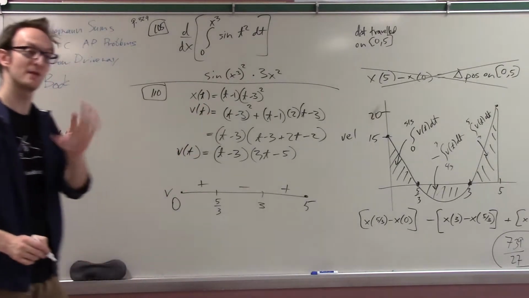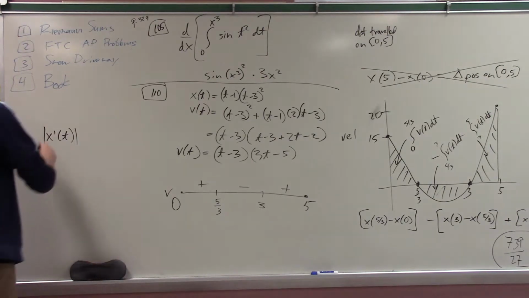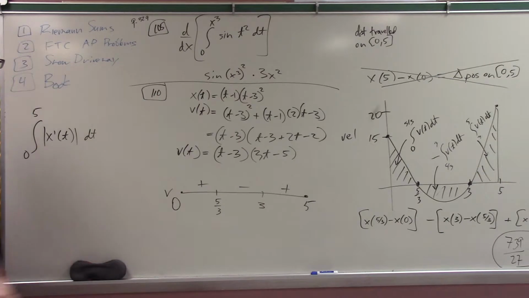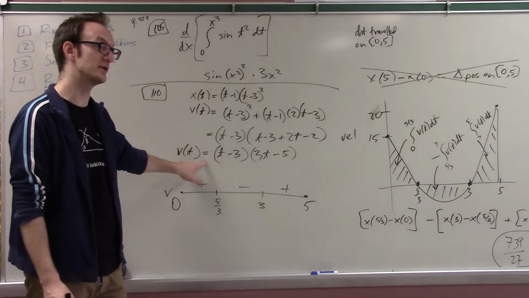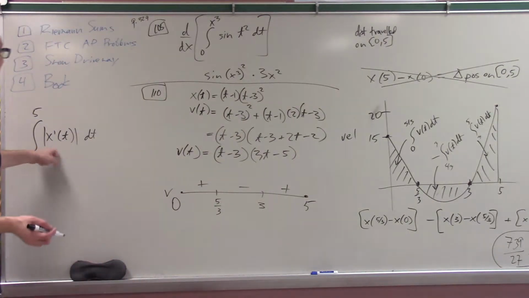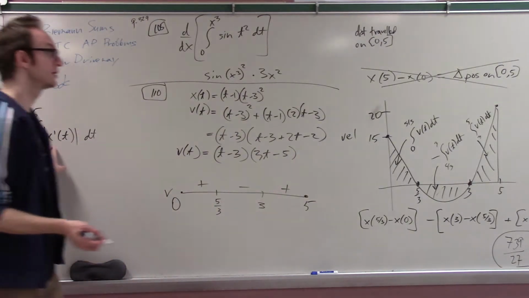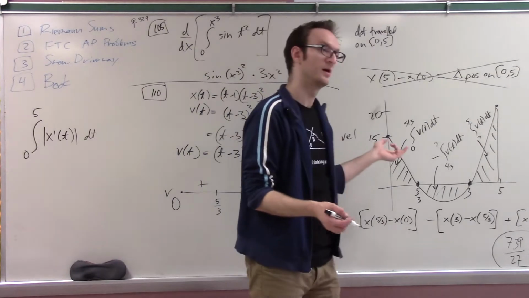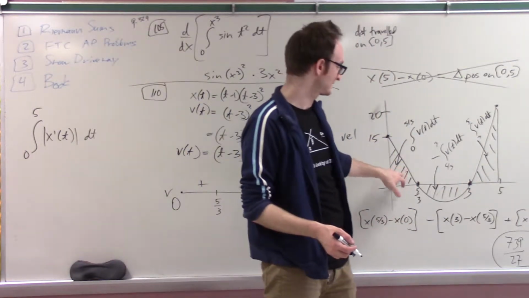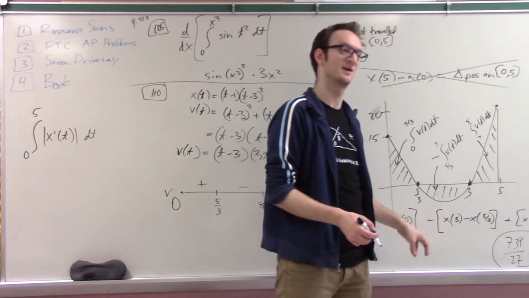This is another way of thinking about it. And then you can integrate the speed from 0 to 5. So if you type the integral from 0 to 5 of the absolute value of this function into your calculator, you should also get 27 and 10/27s. If you wanted to do this by hand, you would have to do what I did here, which is to take this and split it up into the 3 pieces.